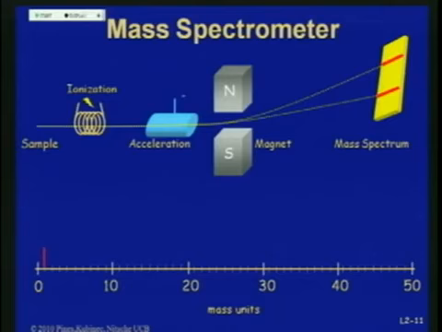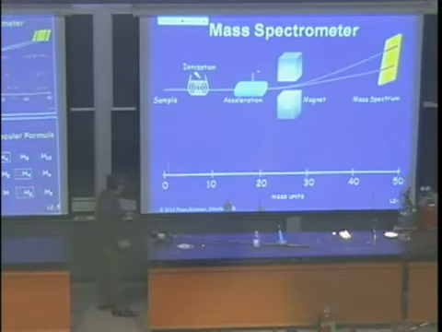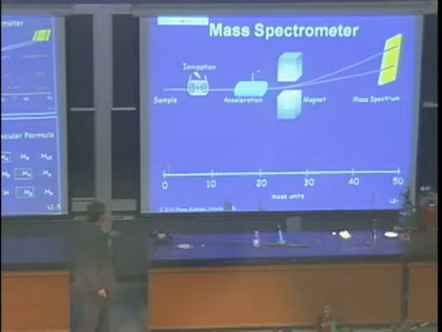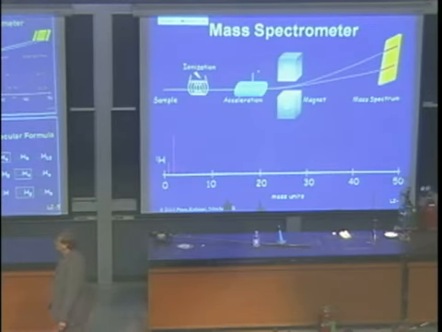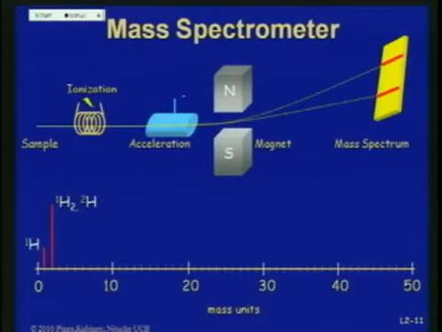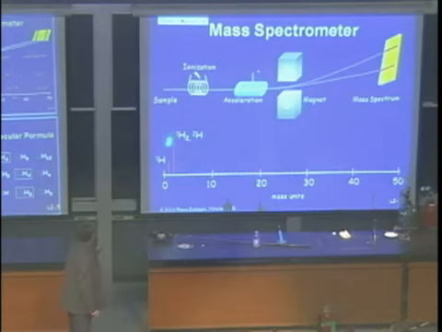So if we have hydrogen, and we plot our mass here from 0 to 50, I just arbitrarily stop at 50. So what would we have at mass 1? Hydrogen, exactly. Now what would we have at mass 2? Would that be helium? What is helium? What's the mass of helium? Okay. All right. So it would be either heavy hydrogen, deuterium, or a hydrogen molecule. That would be the hydrogen molecule, and this would be deuterium.